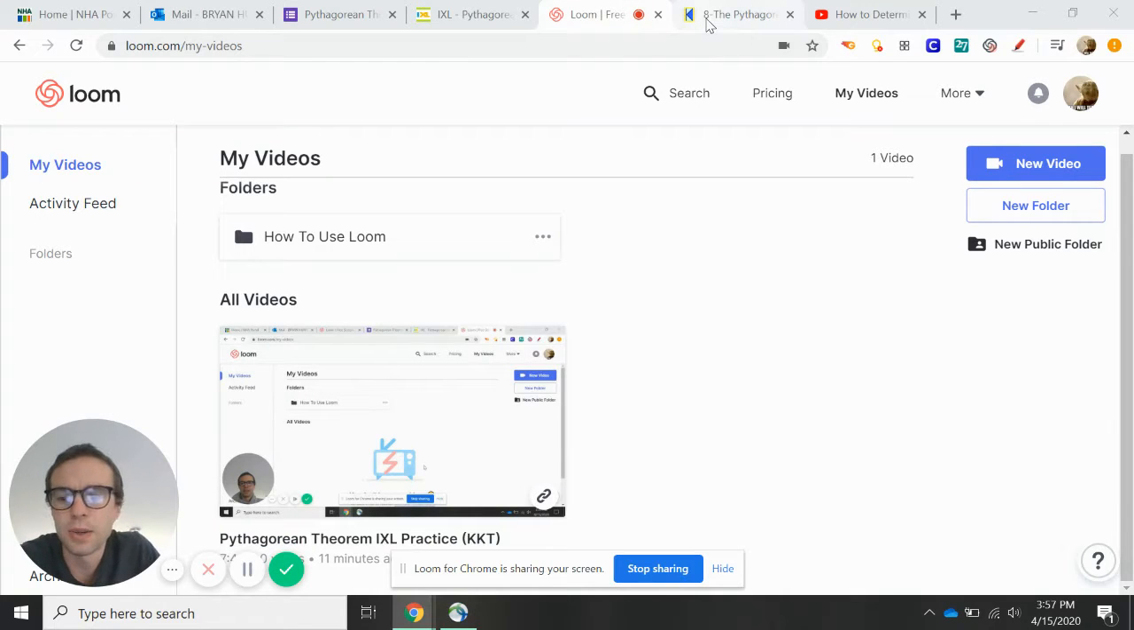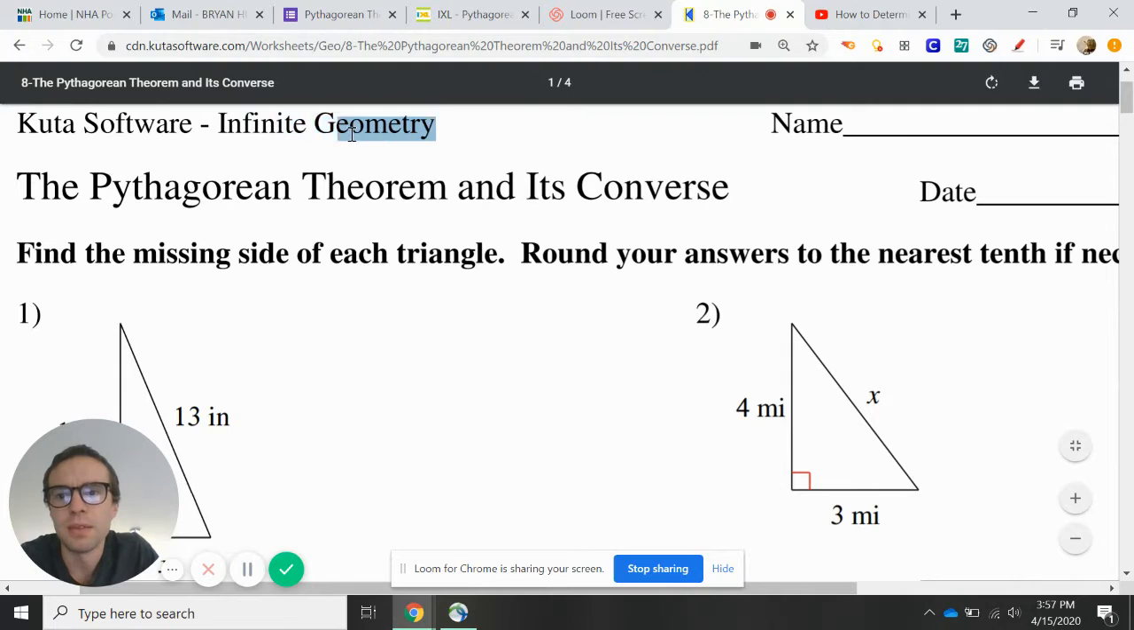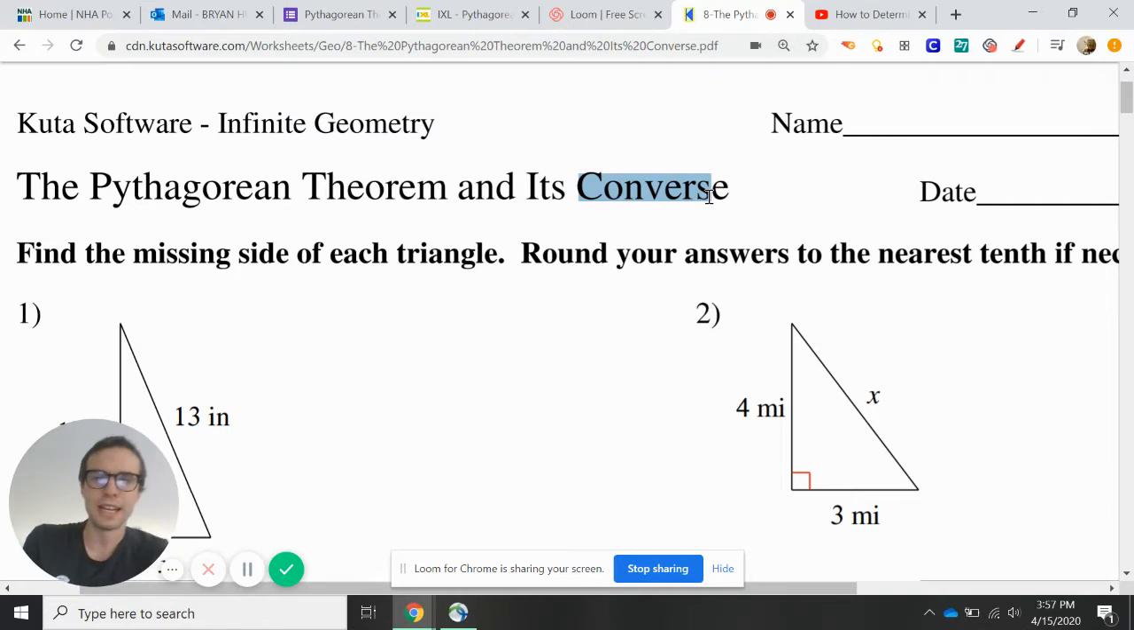All right, you guys. So now I'm going to put you on some geometry stuff. You see that this is geometry up here. It talks about the Pythagorean theorem and its converse. So we're going to go a little bit further into the Pythagorean theorem and see what we can do with that.